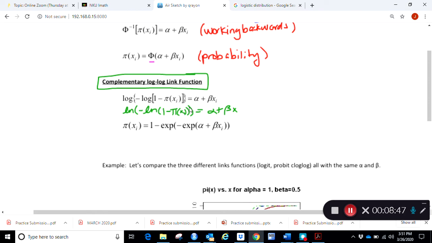But again, my ultimate goal here is to actually solve this for pi. So if I want to find pi, which you could do the math to get, it's going to be 1 minus e raised to the negative e to the alpha plus beta x. This one was a little bit harder for me to write out as a nice formula, so let me write that one out as well. That's going to be 1 minus e to the negative e to the alpha plus beta x. That's what it would look like if I wanted to write that out a little nicer. So these are going to be the three link functions that we're going to talk about.